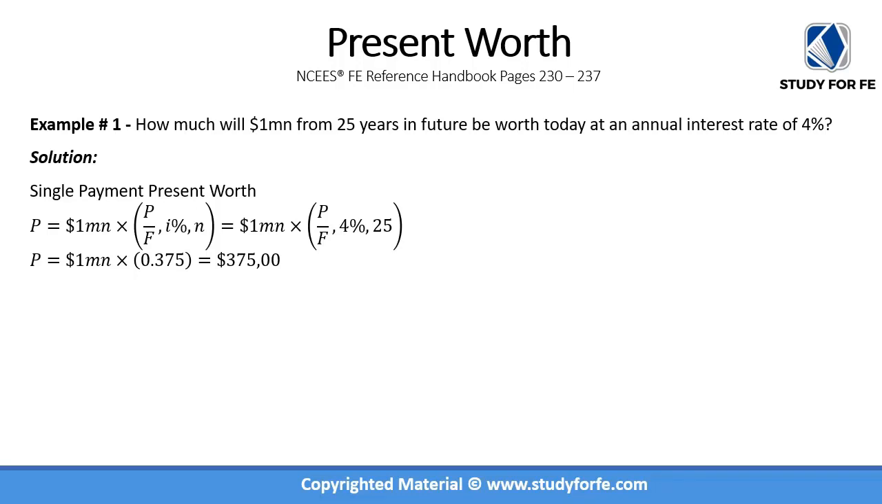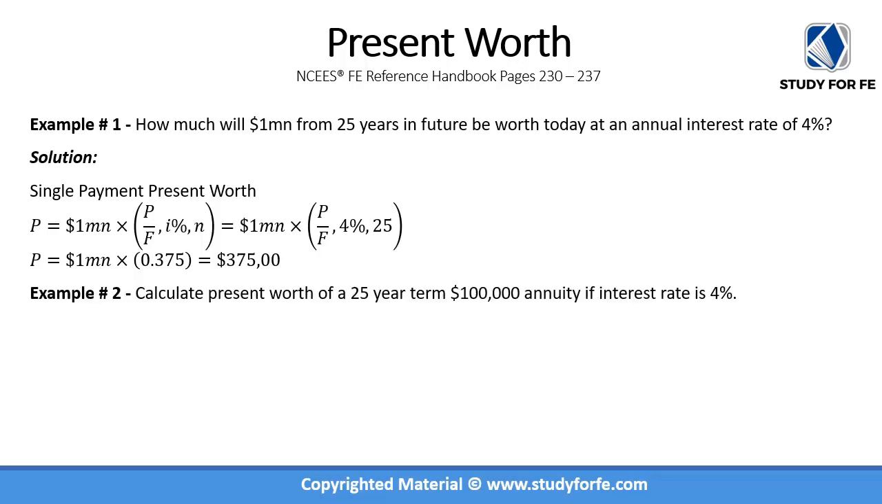Now, if you look at it a little differently, let's say you had $375,000 today and you are gaining an annual interest rate of 4% on it each year. Then 25 years from now, that will be worth $1 million. So money changes value as we move across time. $1 million 25 years from now is not the same as $1 million today. A lot of people understand this concept, but then there's another parameter, which is the annual interest rate. The interest rate really determines how much value money is able to hold over time.